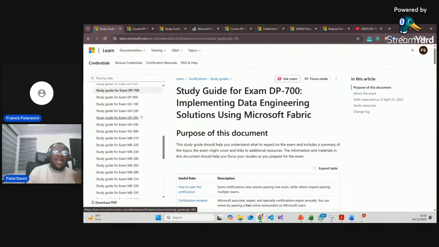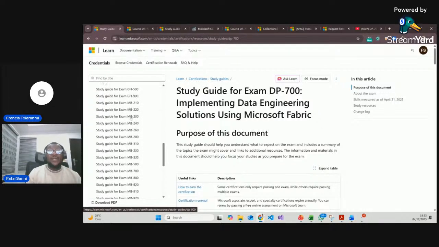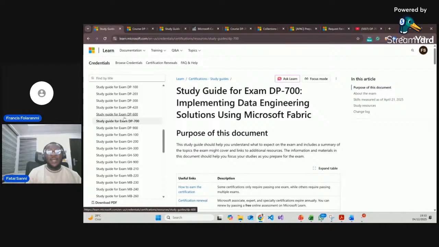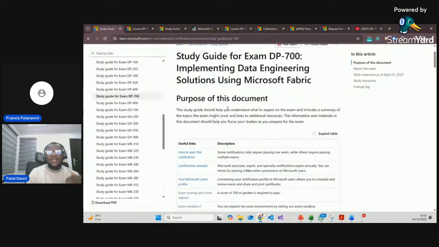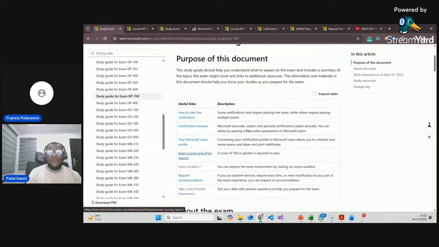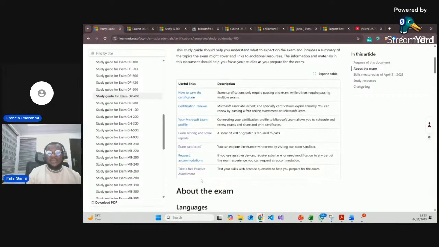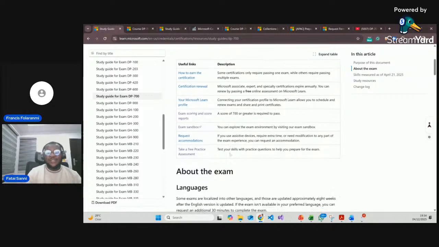Note, each exam has an example of this study guide. Whether it's DP600, DP700, you can see there are a host of these exams here that you can check the study guide for. So this tells you the purpose of the document, the purpose of the exam, how to earn the certification, how to renew the certification, how to add it to your Microsoft Learn profile, the exam scoring, the sandbox, and how to take a practice assessment. All of these are contained in your study guide. So this is going to be one of the best resources that you can use to prepare for this exam.